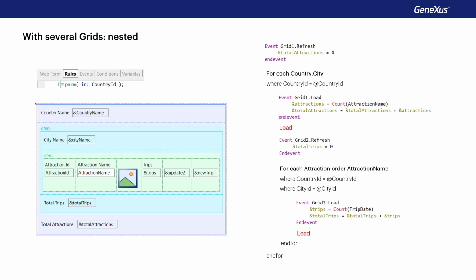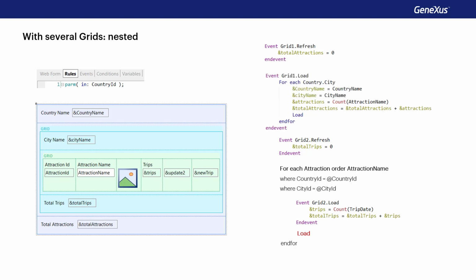Of course, if the first grid had no base table, then the implicit for each disappears, as well as the load command. And we'll have to explicitly write them in the grid's load event. In this case, upon finding the load command inside the grid's load event, because the grids are nested, Genexus will immediately trigger the refresh and load events of the nested grid.